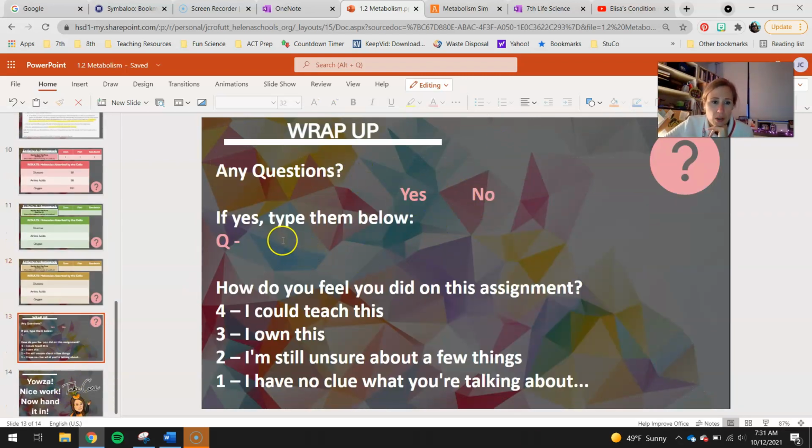Any questions, circle yes or no. If you have a question, type it here. If not, leave this part blank. And then 4, 3, 2, 1, how do you think you did on this assignment?